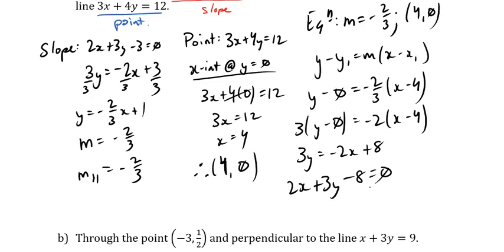Yes, Natalie. It was an x-intercept. Look, y equals 0. It says right there. So this point is 4, 0 because it's an x-intercept.